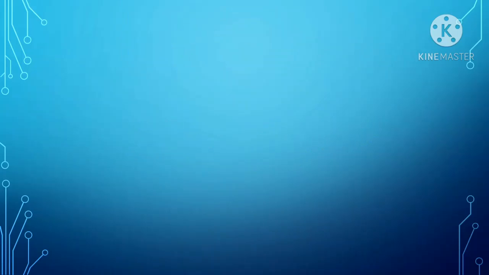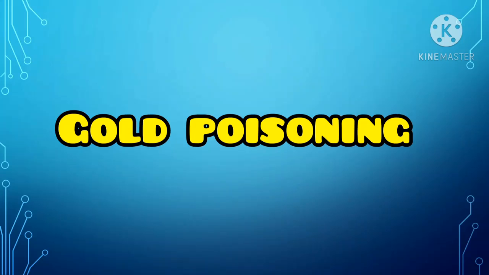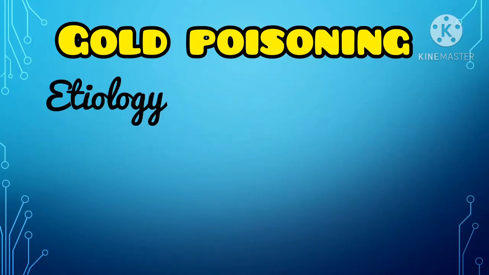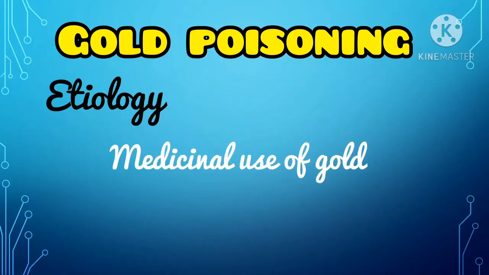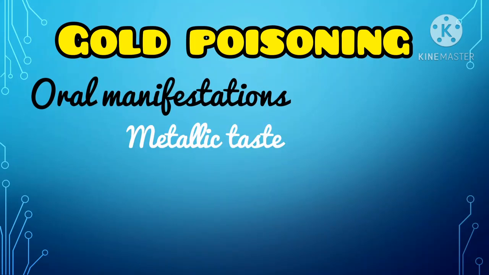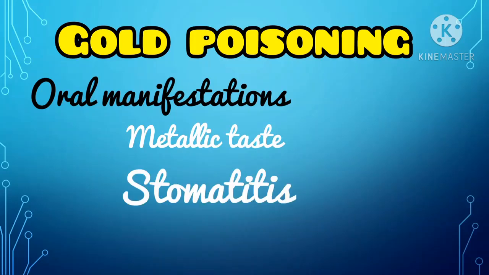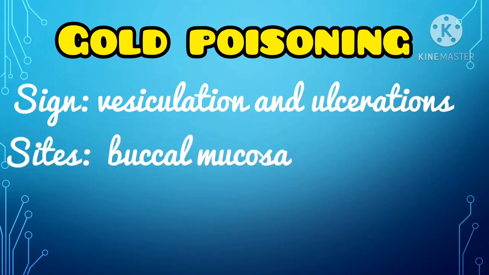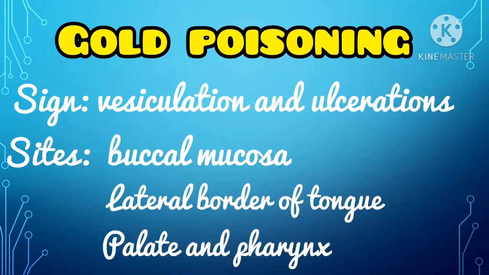The next one under the exogenous pigmentation is gold poisoning. It is also called as auric stomatitis. The etiology include the medicinal use of gold, which is used for the treatment of rheumatoid arthritis, lupus erythematosus, and leprosy. The oral manifestations include the patient gets metallic taste in the oral cavity before the development of stomatitis. The stomatitis is the most common complaint of the patient who is receiving gold therapy. Vesiculation and ulcerations of the oral mucosa can be also seen. It includes buccal mucosa, lateral border of the tongue, palate, and pharynx.